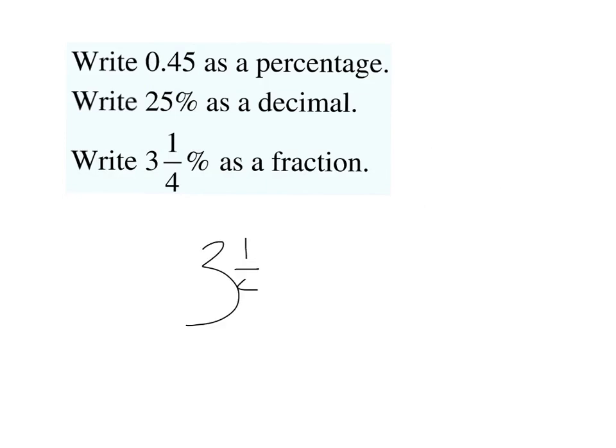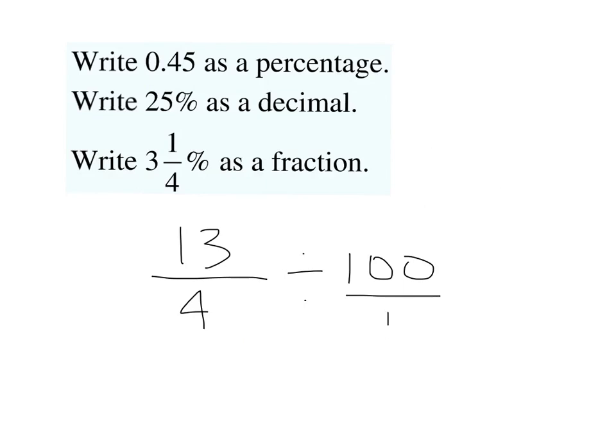So 3 1/4, mixed numeral, not doing anything for me. 4 multiplied by 3 is 12. Plus 1 makes it 13/4. 13/4 is my improper fraction. Now I have to divide it by 100%. I write 100% as a fraction as 100/1. That's how I write it, guys.